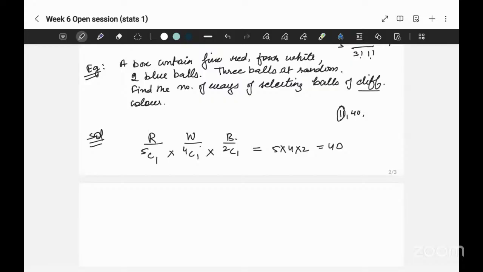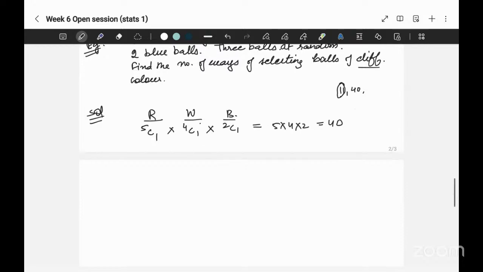Because we add only when there is an or. Here we are selecting a red ball, then a white ball, then a blue ball. There is no option for or, right? So this is 40. Is this clear? Okay, now let's take one more example.